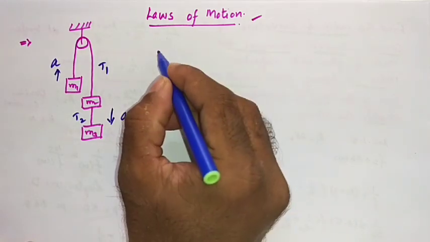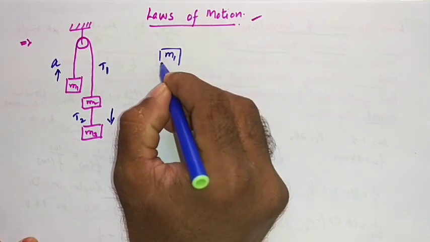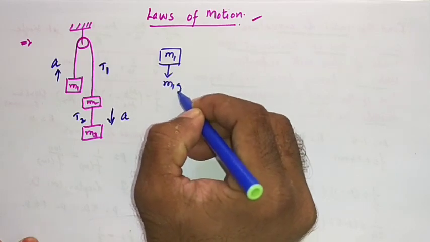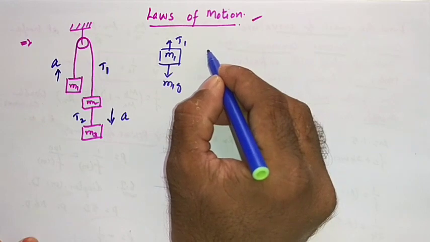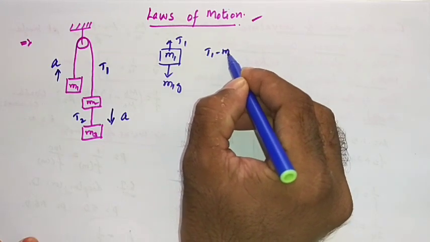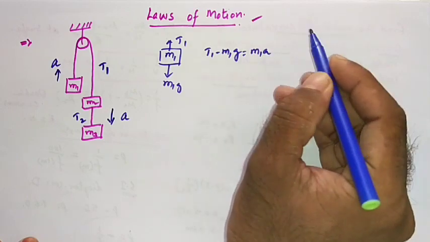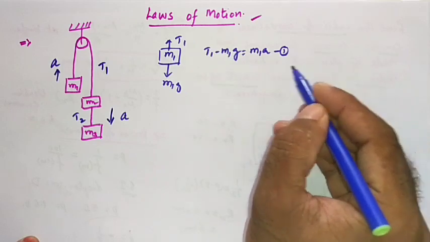Now let us draw free body diagram for first body m1. So how many forces are acting? Two forces, we know that is m1g and T1. So from this we can write T1 minus m1g is equal to, what is that? m1a. That is the equation. Let us say this as equation 1.